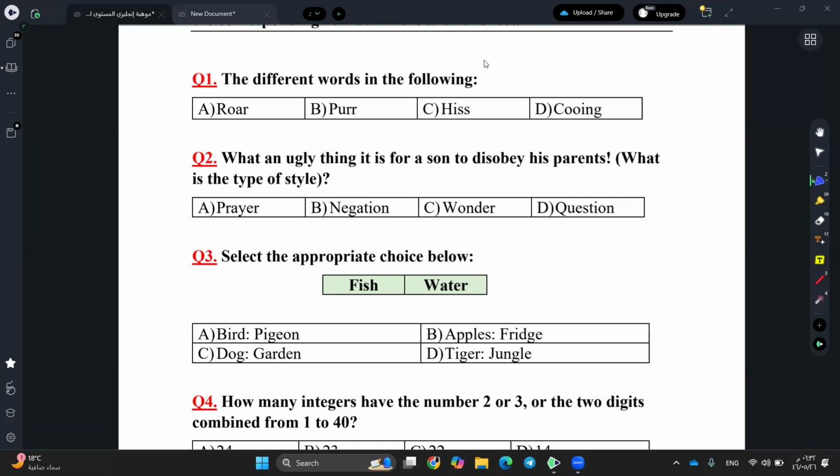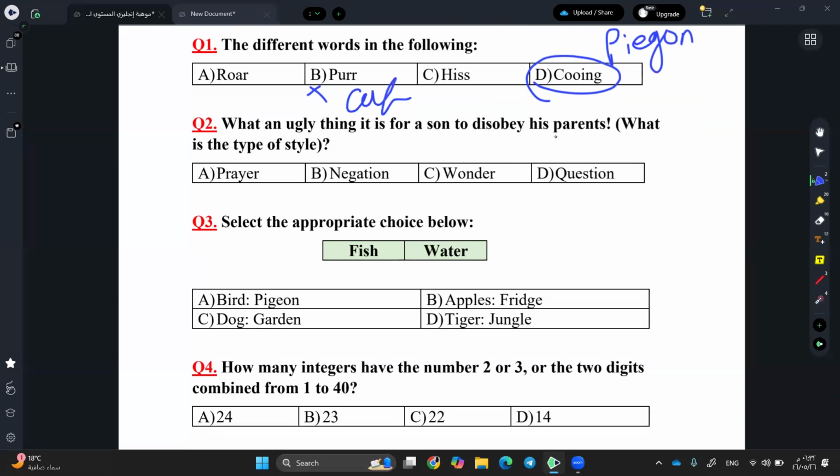The different word in the following is: purr, hiss, and cooing. On the answer key, it said B, but that is not the answer, because purr and hiss can both be the sound of a cat. But cooing is the sound of what? Pigeon, right? So the right answer here is cooing, because A, B, and C are all the sound of a cat, but D is the sound of a pigeon.